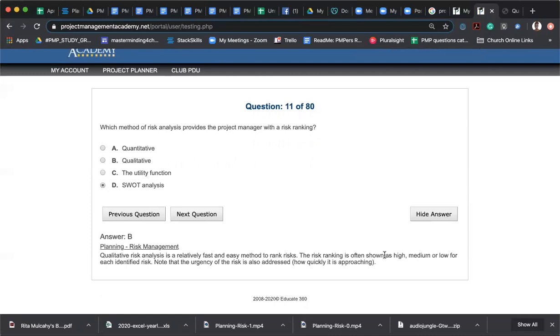A risk ranking is high, medium, or low for each identified risk. Note the urgency of the risk is also addressed: how quickly it is approaching. Right.